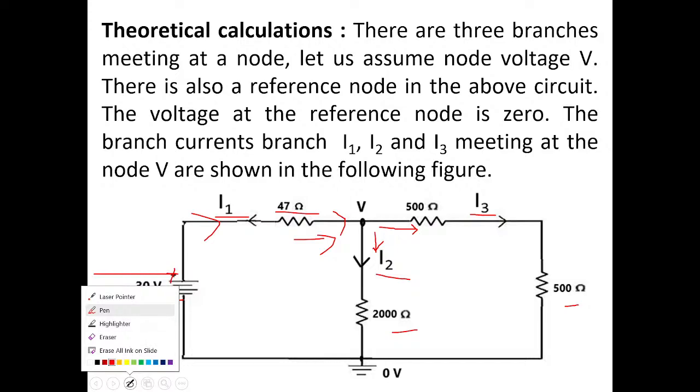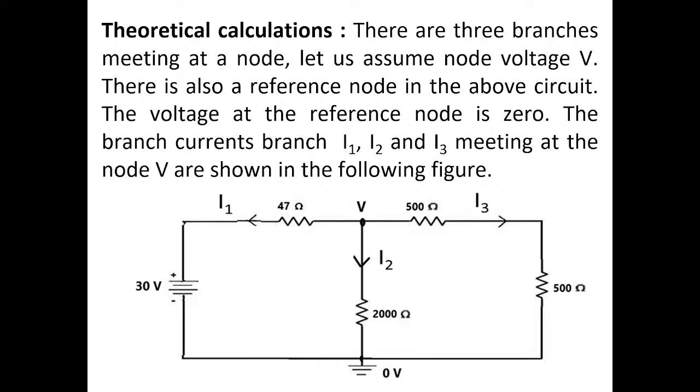Okay, I'm going to erase. This is the actual current direction. Current will enter at this node V. I1 current will enter, and I2 and I3 current will leave node V. But you need not follow that. There is no need to follow the current direction based on the sources available. You can assume any current direction.